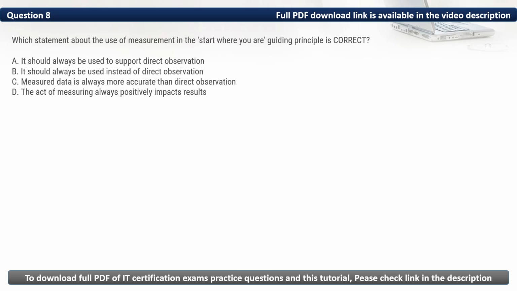Question 8. Which statement about the use of measurement in the start where you are guiding principle is correct? Here in this question, the correct statement is that it should always be used to support direct observation. Thus, the correct option is A.